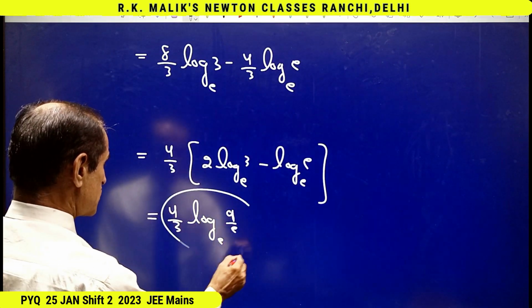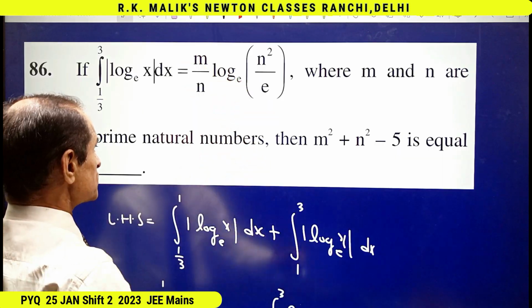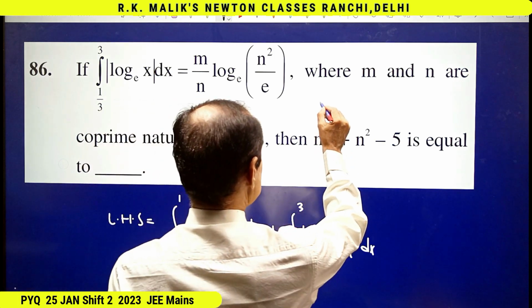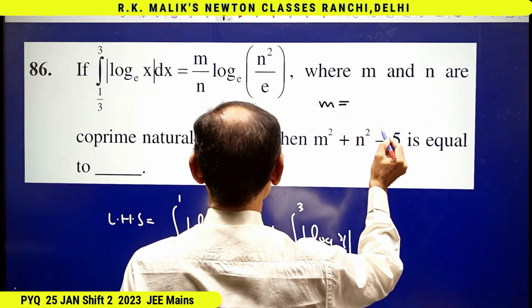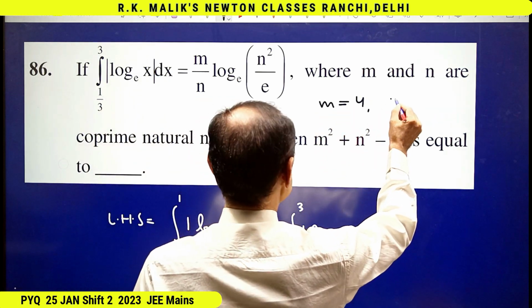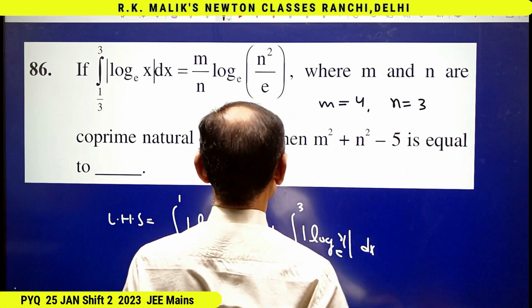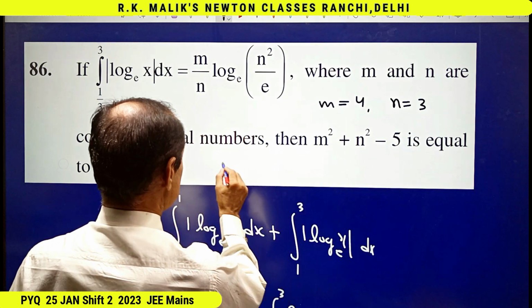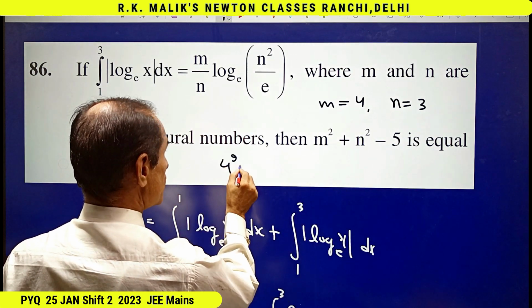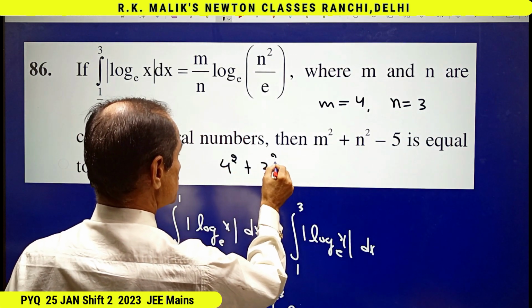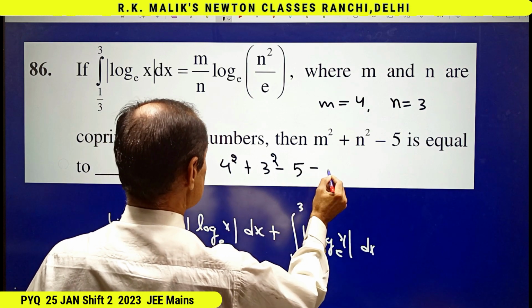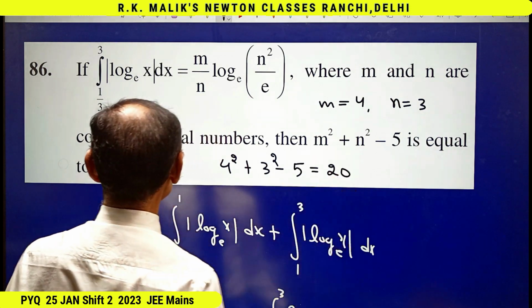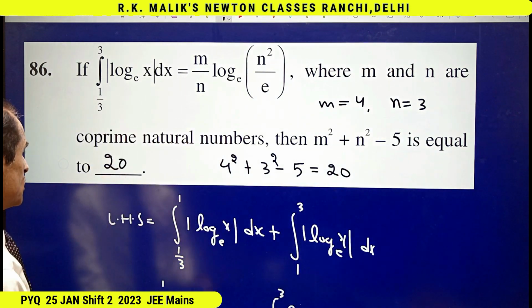And now comparing this with this, I can say m equal to 4, n equal to 3. Hence the value of m square plus n square minus 5 becomes 4 square plus 3 square minus 5, that is 20. Hence the answer to this question is 20.